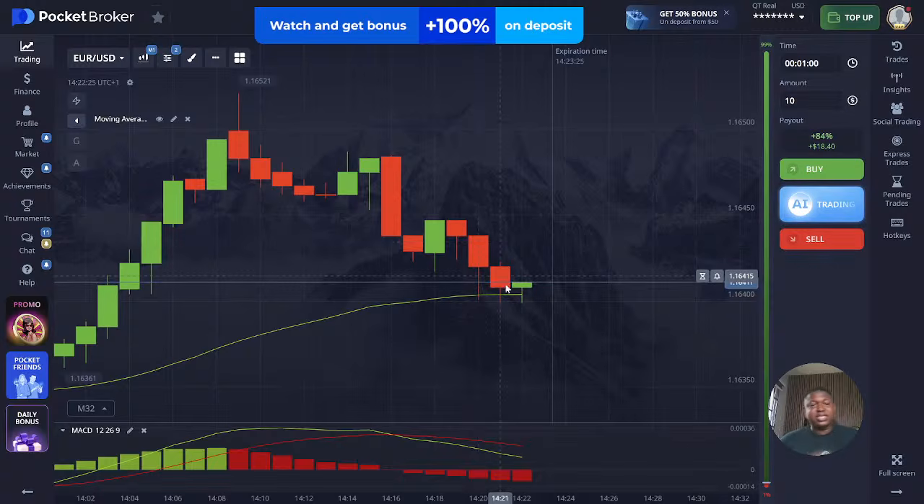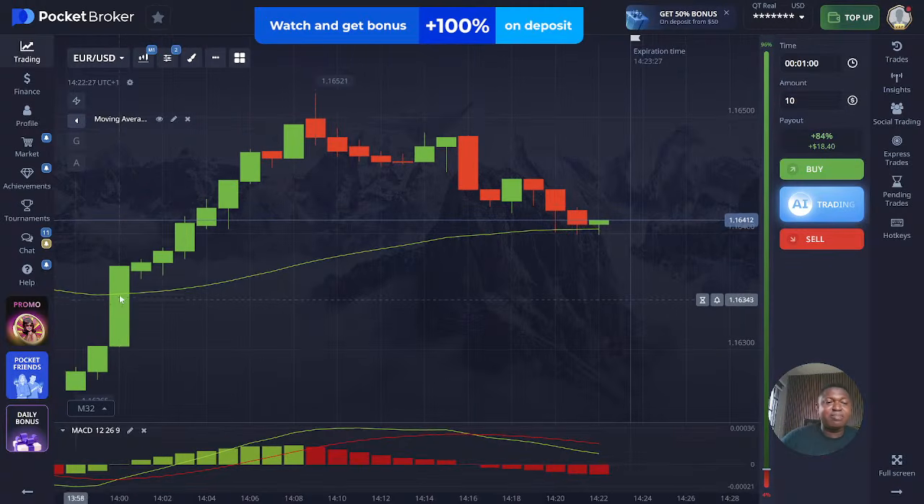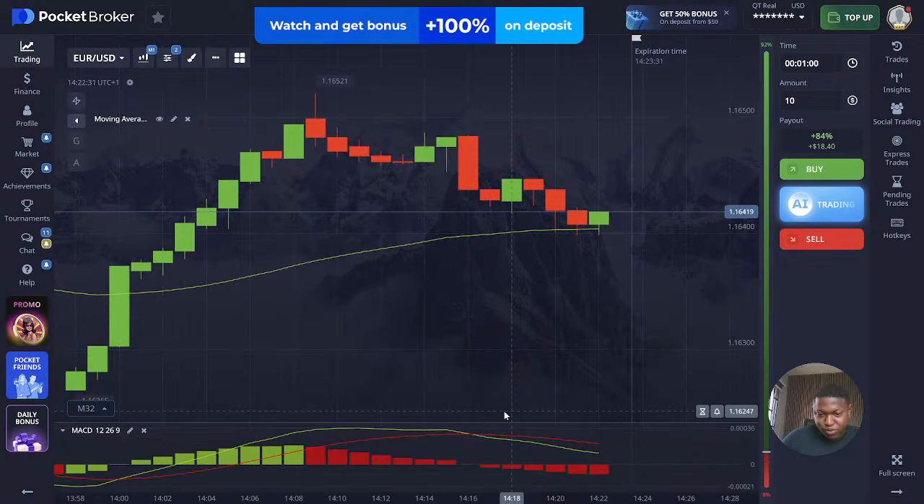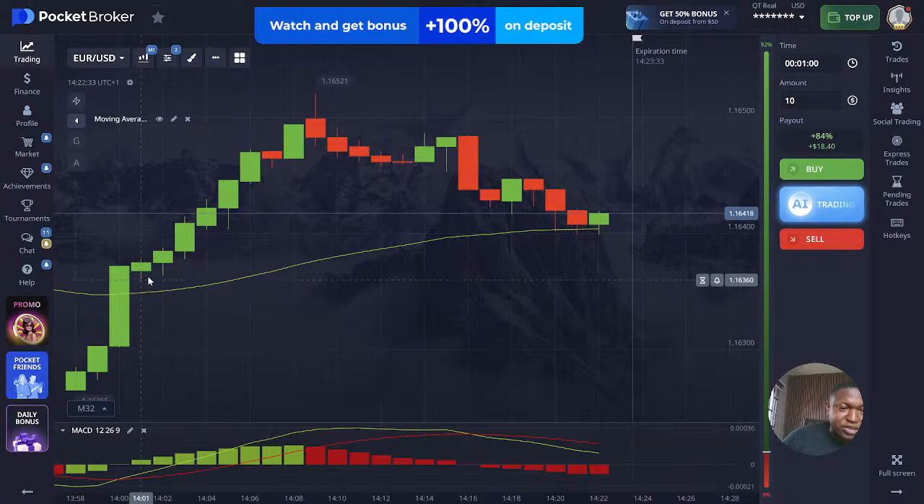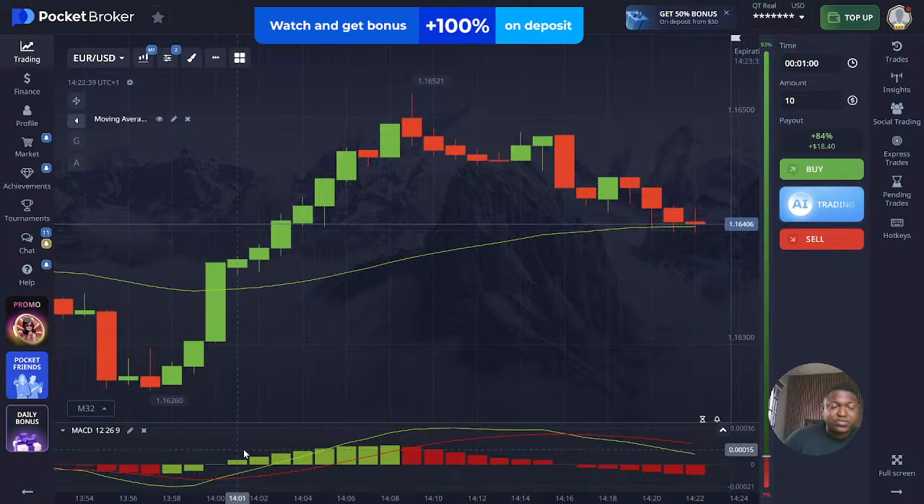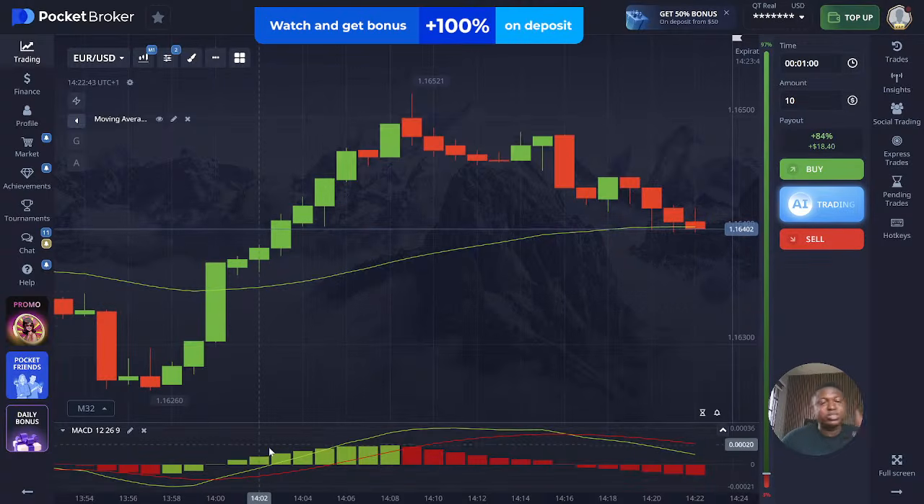Now, to take a trade, we have to wait for the market to cross the EMA line and the MACD line to cross. To take an up trade, which is like what we have seen here, the MACD green line should cross moving above the red line, and the price should have crossed the EMA line. Then we take a buy trade.